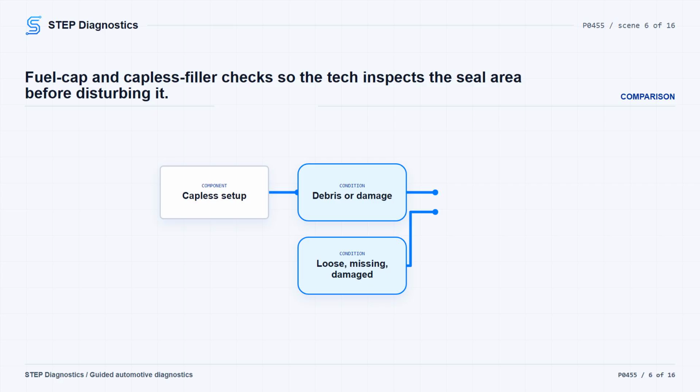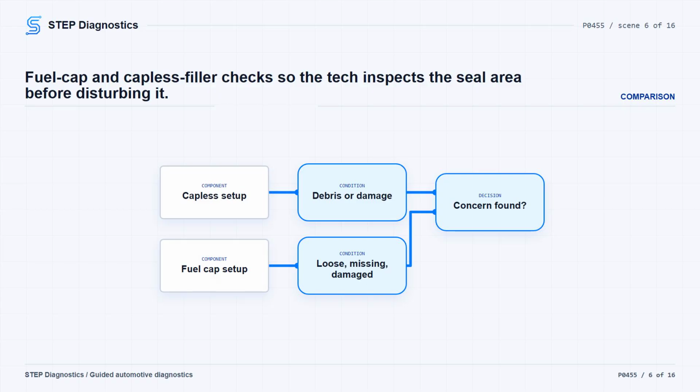On the capless setup, install and remove the supplemental fueling adapter 5 times to help clear debris from the seal, then repeat the test. Run the CPV check if the scan tool supports it. If you find a concern, repair it as needed and use the pressure leak verification path. If you do not find a concern, move on to the rest of the EVAP inspection.